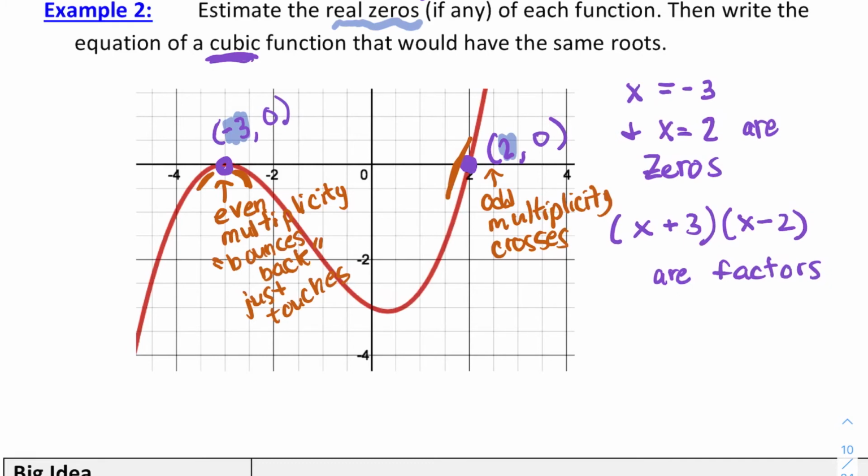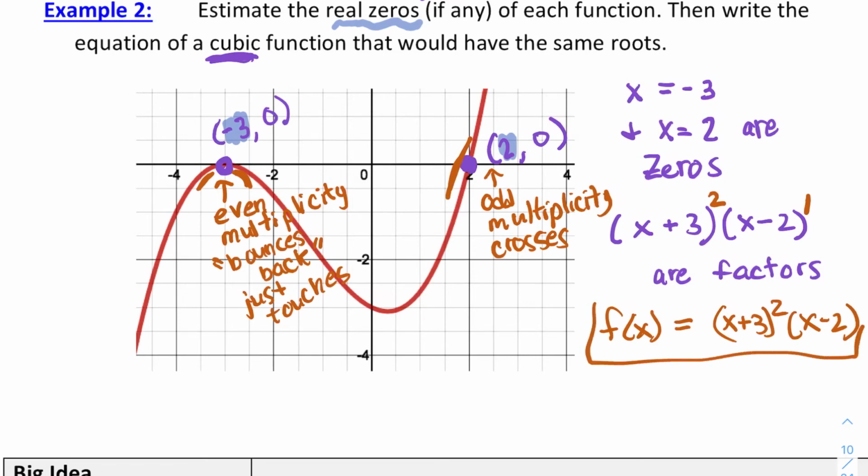So those tell you if the degrees on your factors have to be even or odd. So x plus 3 needs to be even, so squared, and x minus 2 has to be odd, so to the first. You can't go higher, otherwise it wouldn't be cubic, because if you think about it, that has 3 factors: x plus 3 times x plus 3 times x minus 2. So if you multiplied it all out, you'd get x to the third.